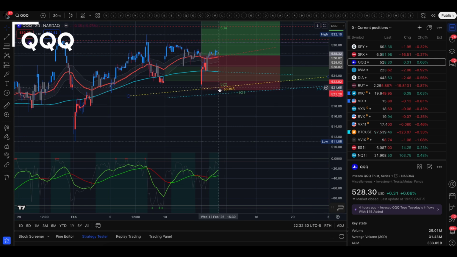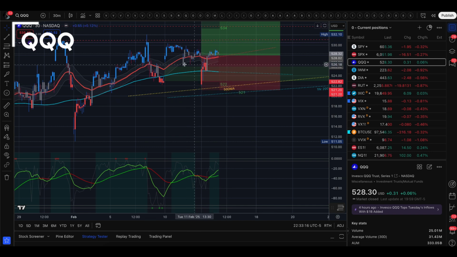So here again, 522, 521 bull put spreads would have closed up 100% if you were feeling gutsy enough to put those on right at open. Sometimes it's easier just to have the orders in before market opens, let it fill right away. That way you don't even have to think about it.